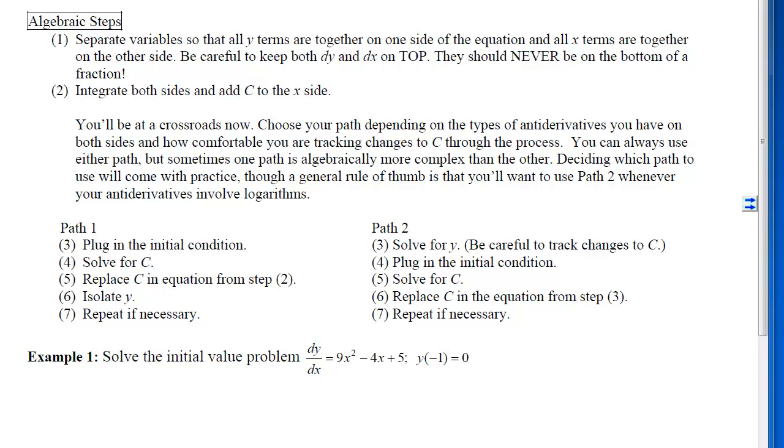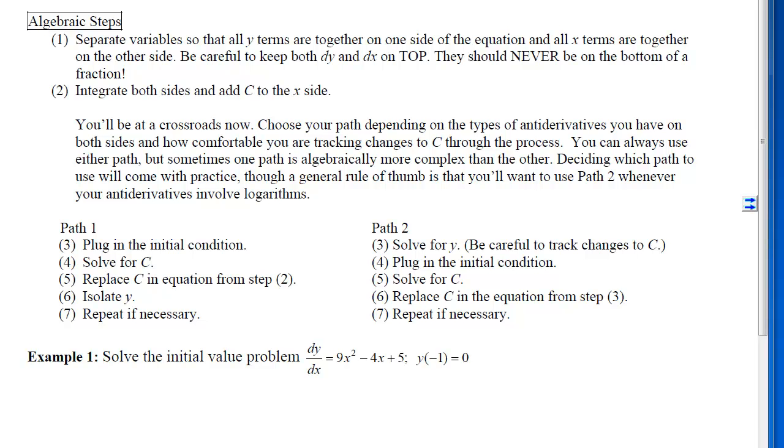The second step is you're going to integrate both sides and add c to the x side. Now, the reason we only need to add the c to just the x side is because adding it to both would enable us to move the c from the y side over to the x side and then combine those two c's to create a third c. Since that c is just a random constant and we have not plugged in the point to figure out what that constant is yet, we can do whatever we want to it and it's still just going to be a c.